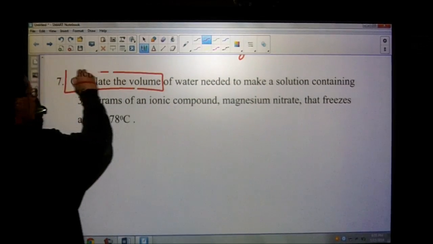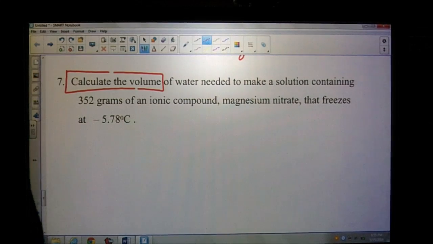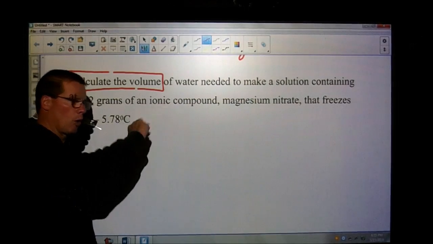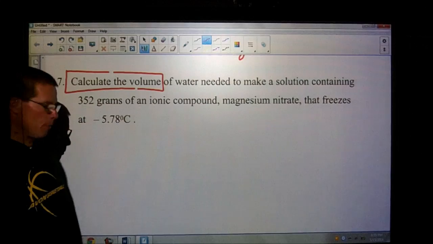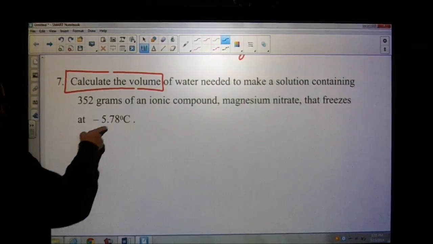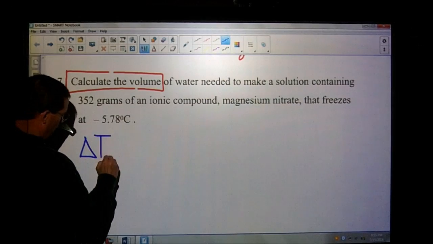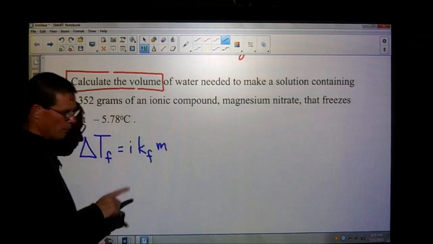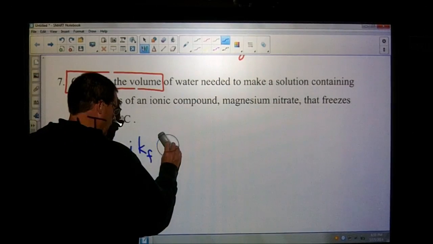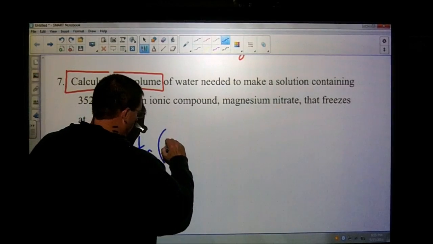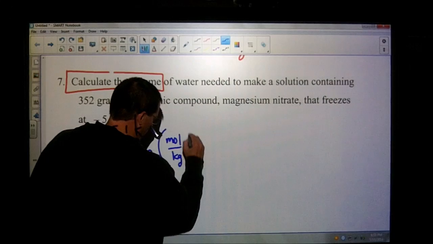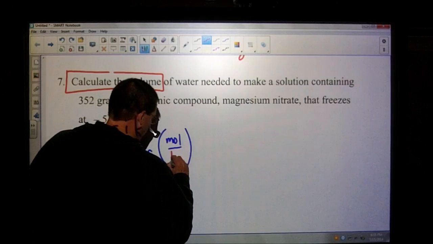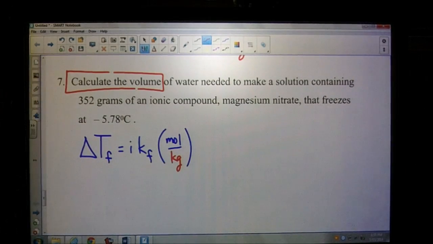We're looking for the volume, okay? Now, technically speaking, we don't have a volume in the equation, but we do have a kilograms, which you can work backward and find that volume. So that's what's happening. In this problem, you have a freezing point. So you have your delta T sub F, and you have I, your Kf, and your molality. Better written for your molality is moles over kilograms of your water. What we're actually looking for is the kilograms of the water. That's the value that we're looking for.